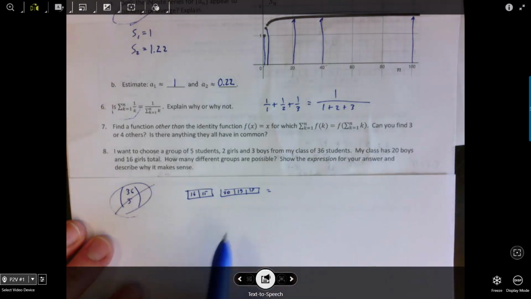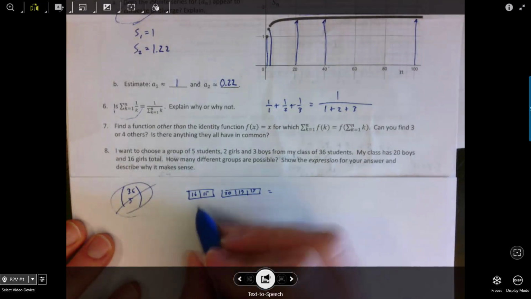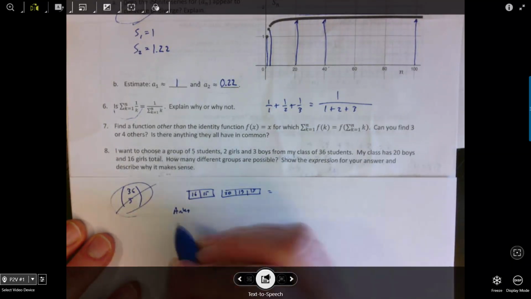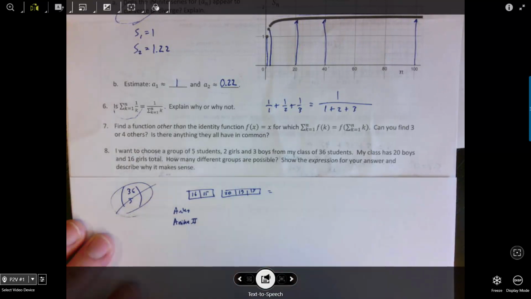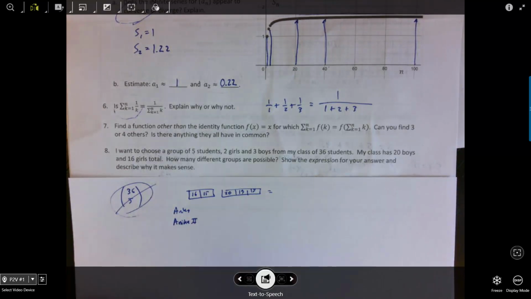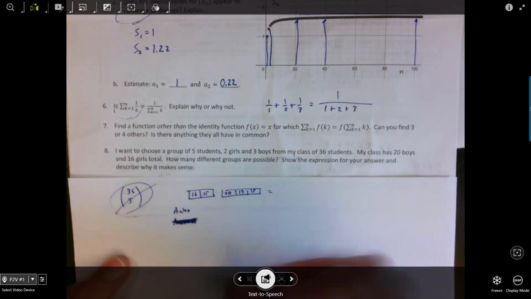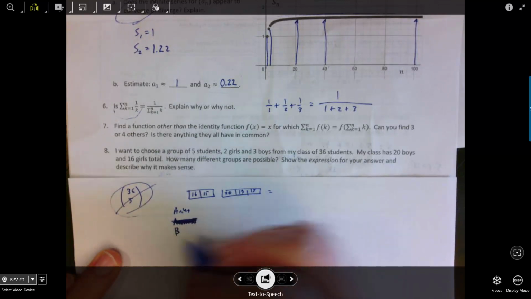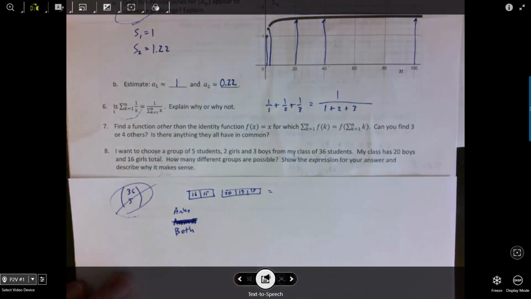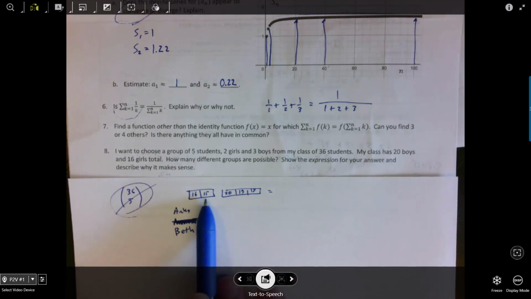The reason that one's wrong is because, let's take the girls. If I have Anika and Anika 2, which are 2 different girls, that's confusing. Let's do another name. All right, so let's do Beth. So here, this way of counting means that if I chose Anika first and Beth second, it's counted as different than if I chose Beth first and Anika second.